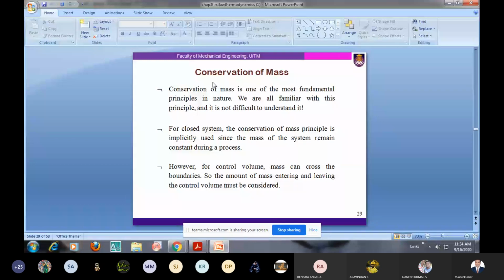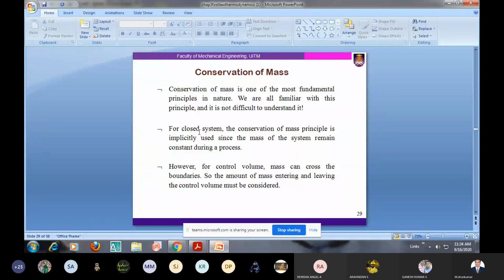Before that, we need to understand conservation of mass. What is conservation of mass? Conservation of mass is one of the most fundamental principles in nature. We normally see conservation of mass in nature, so we are all familiar with this principle, and it is not difficult to understand. If mass is transferred from one place, another mass will try to occupy that space. That is conservation of mass.